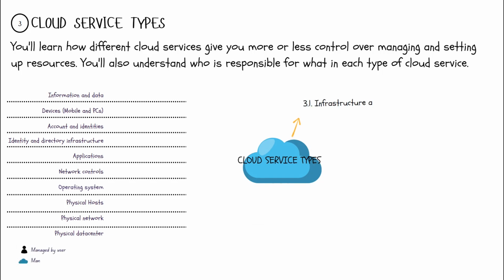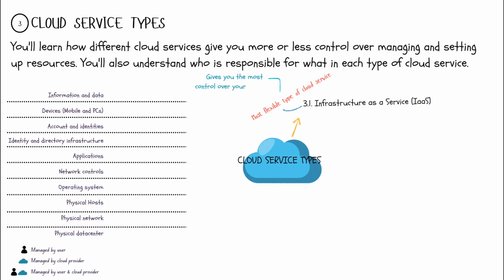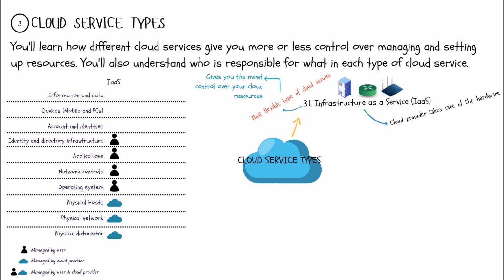Infrastructure as a service is the most flexible type of cloud service because it gives you the most control over your cloud resources. In this setup, the cloud provider takes care of the hardware, internet connection, and physical security. You're in charge of everything else, like installing and maintaining the operating system, setting up networks, configuring databases, and managing storage. Essentially, with infrastructure as a service, you're renting the hardware in a cloud data center, and you decide how to use it.